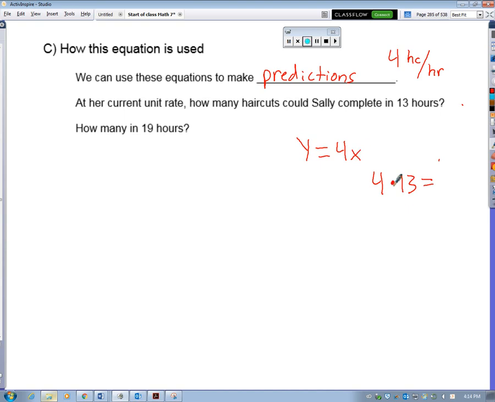So 4 times 13, if we do the math on that, that's going to get us 52. That tells us she could do 52 haircuts in 13 hours. Okay, what about 19? Alright, simple. We're going to do the same thing.